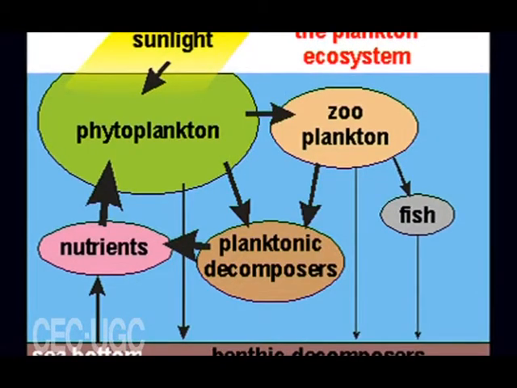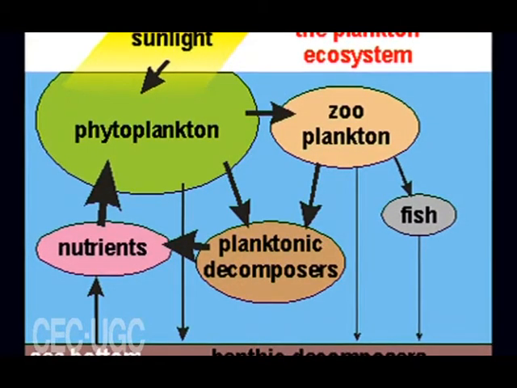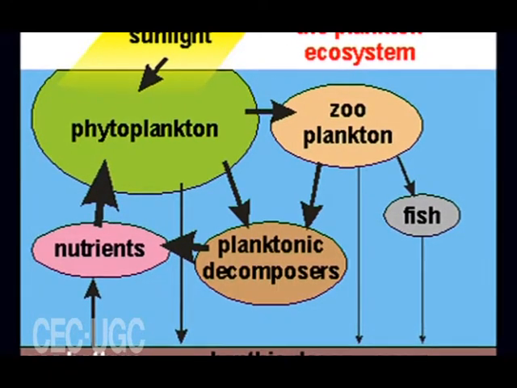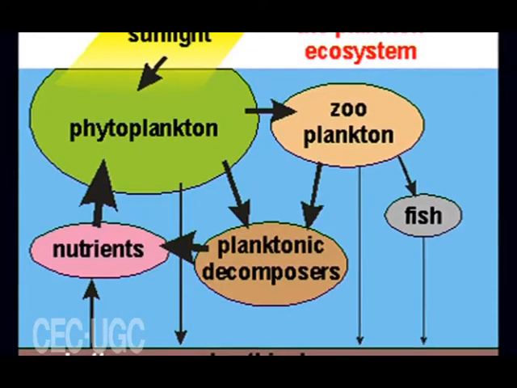Shorter days and lower angles of sunlight limit the growth rate of the phytoplankton, which in turn limits the primary production and growth rate of organisms higher on the food chain.